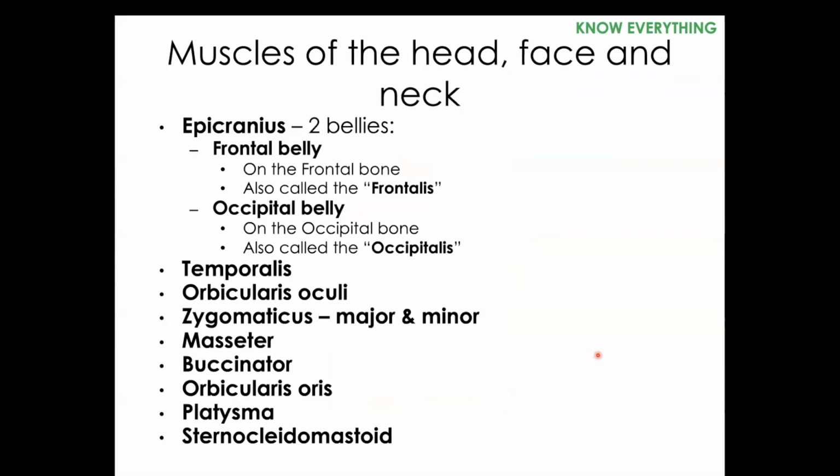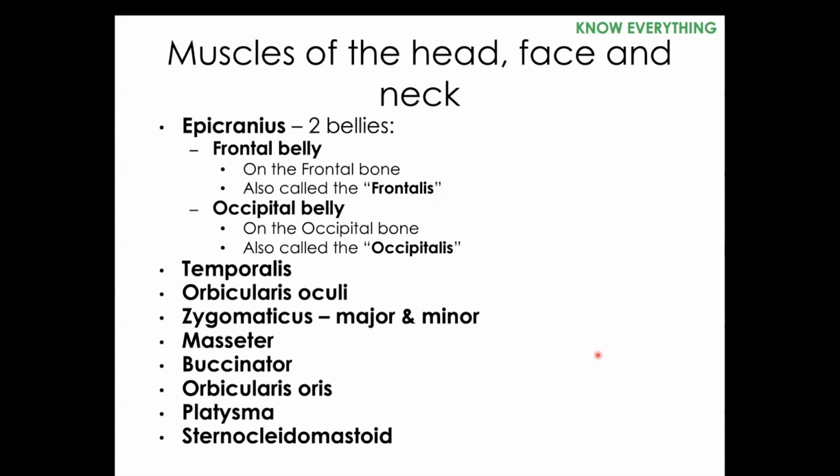Okay, so the muscles of the face, head, and neck are epicranius, that has two bellies. There's the frontal belly or the frontalis, and the occipital belly, which is also the occipitalis. Then we have our temporalis muscle, our orbicularis oculi, which is around our eyes. The zygomaticus major and minor, which are like our cheekbones, our smile bones. The masseter is like our jaw, the muscle in our jaw. The orbicularis oris is the one around your mouth.